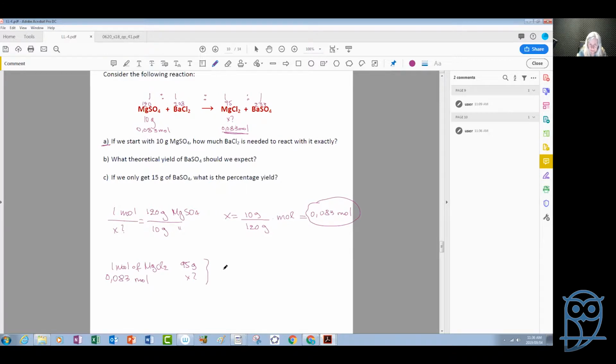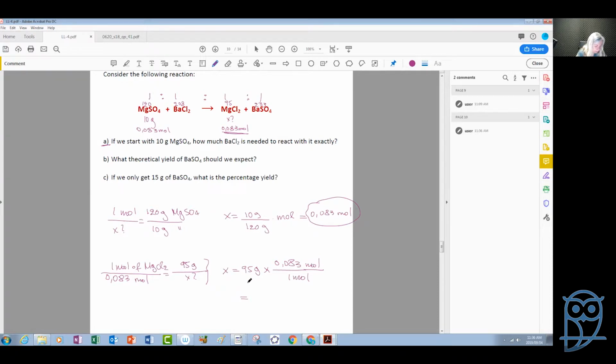So from here, if I solve for X, this is a ratio, of course. Remember these ratios, I hope you can do that. This X is 95 grams times this inverted, which is 0.083 moles divided by 1 mole. So in other words, this is 95 times 0.083, and this answer is grams. And according to these calculations here, I find 17.3.